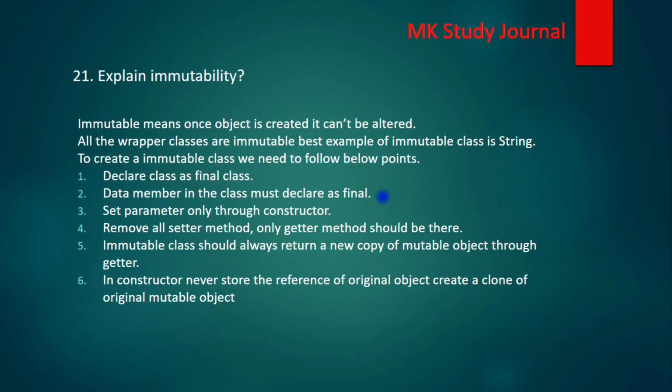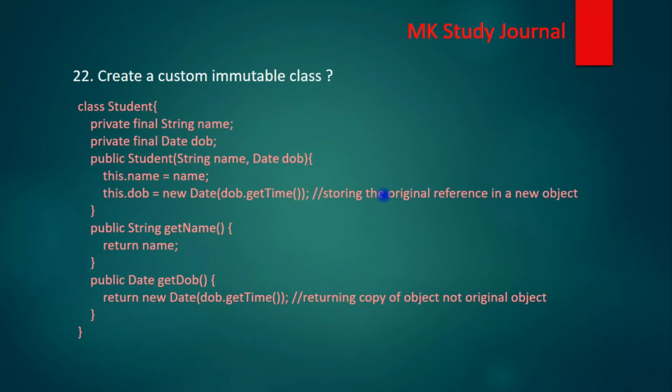So this is the way we can create the immutability. The next question is how we can create a custom immutable class. Here you can see we have created a class Student, and we are declaring all the variables as final. Actually, this class should also be final. The final is missing here.